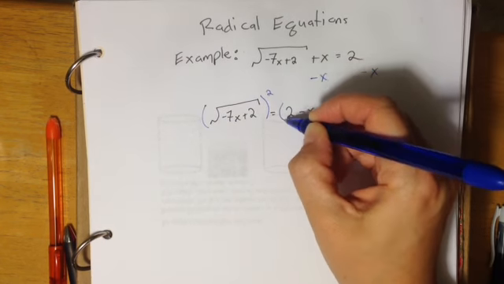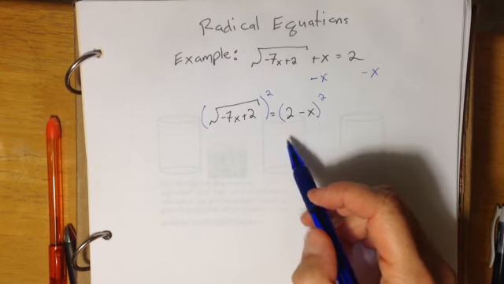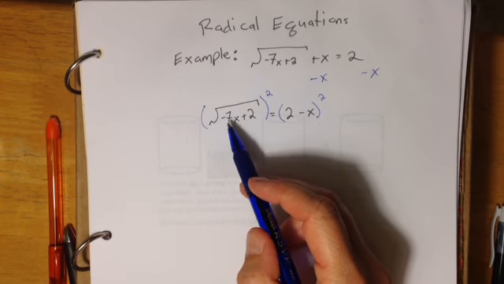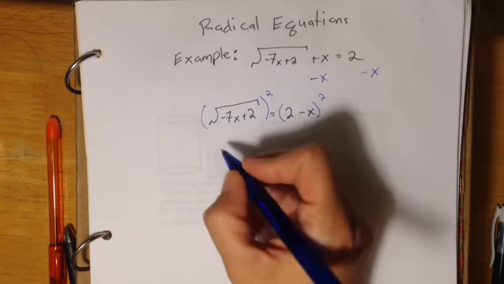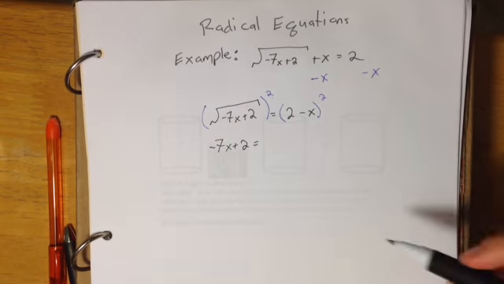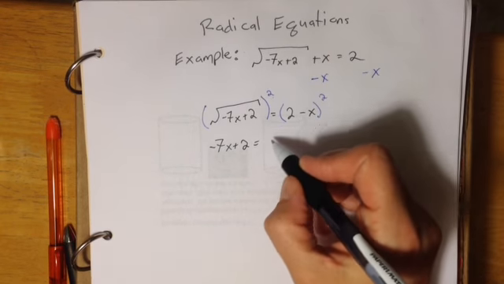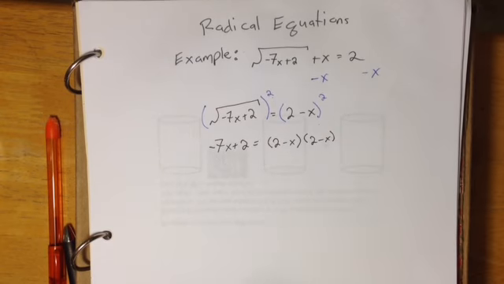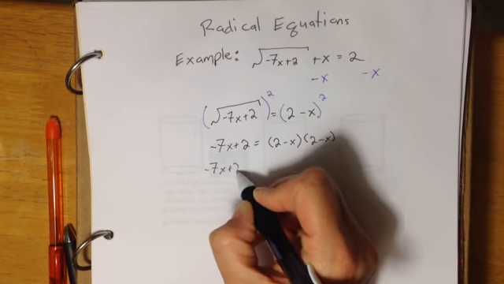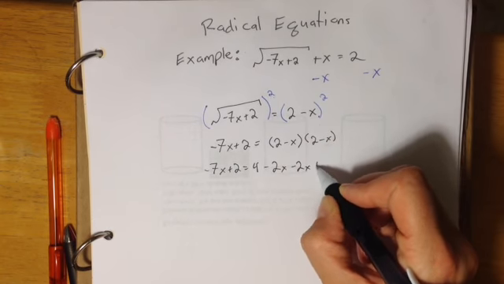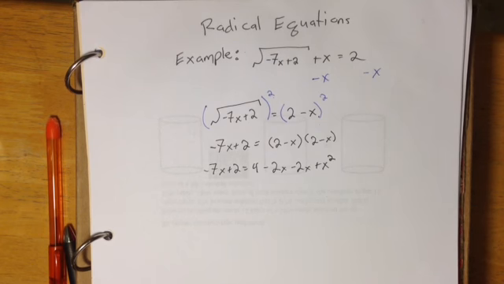I will square both sides, and remember, we're squaring both sides of the equation, which means that I'm going to have to FOIL this side. On the left, the squaring undoes the square root and leaves me with negative 7x plus 2. But on the right, 2 minus x squared means 2 minus x times 2 minus x, and we'll have to FOIL that out. So negative 7x plus 2 equals 4 minus 2x plus x squared.